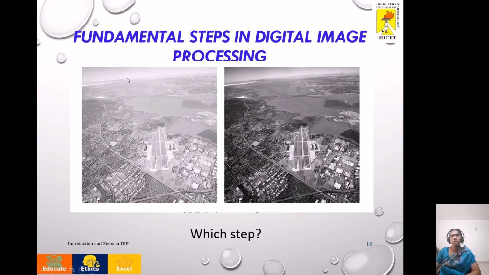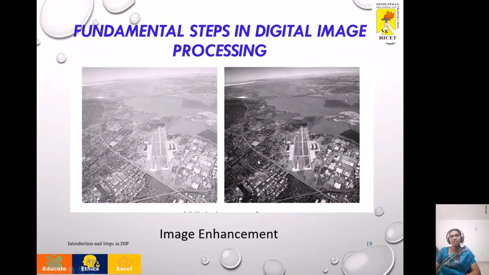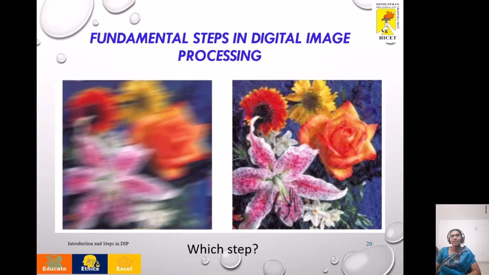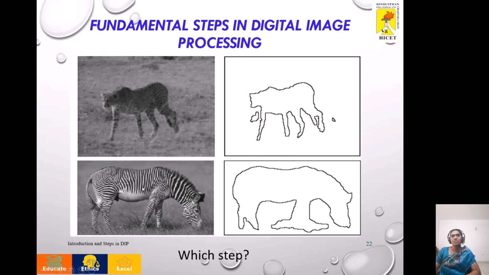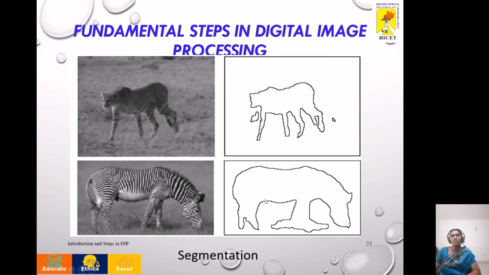So now we will find out what step is required for enhancing, for modifying this image or for making this image better. In this image, brightness is more, so I have to introduce darkness here. So the step is image enhancement. And here, this is the input image. I have to make the image into a better form. The image has been blurred, so blurring has to be removed. So the step involved here is deblurring. And this is the image of a cheetah and zebra. This is the output image. What is the step involved such that the input image is converted to this one? Here, the cheetah is segmented, the zebra is segmented, so this is segmentation.